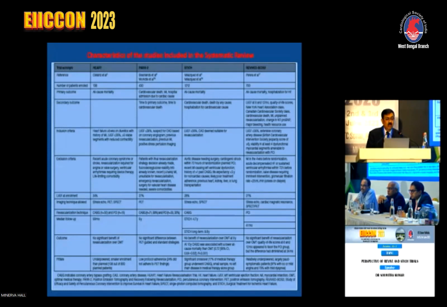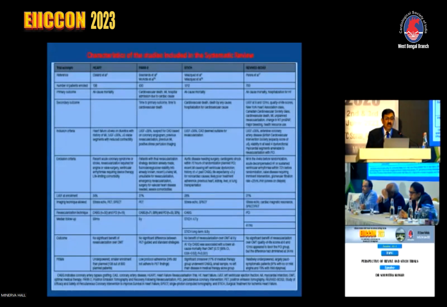So all these studies were more or less 5 years, except REVIVE BCIS2, where it was even less than 2 years. You can see 41 months was the mean follow-up. So very short-term follow-up, and that is one of the drawbacks or limitations of the REVIVE BCIS trial. Now, when it comes to outcome, one thing is common: no significant benefit of revascularization over OMT in the short-term period of 5 years.